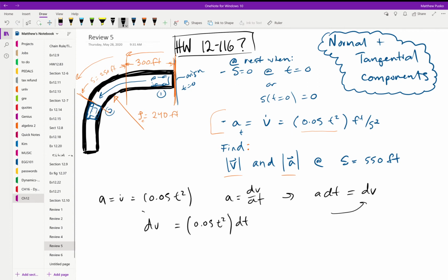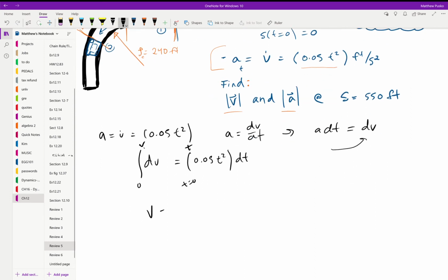Excuse me. We can integrate from t equals 0, that was an initial condition, to some t, or some v. V was 0 at rest, and then t equals 0 would be over here, to some t. Okay, what do we get? We can integrate and get velocity as a function of time now. Get a decimal, 0.0167 t to the third rounded. And now that's in feet per second.